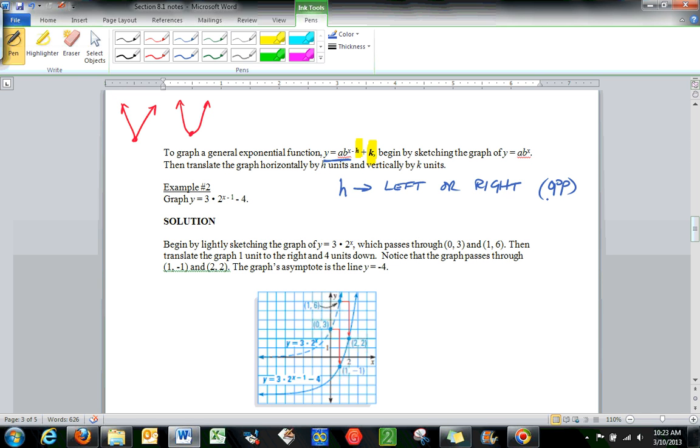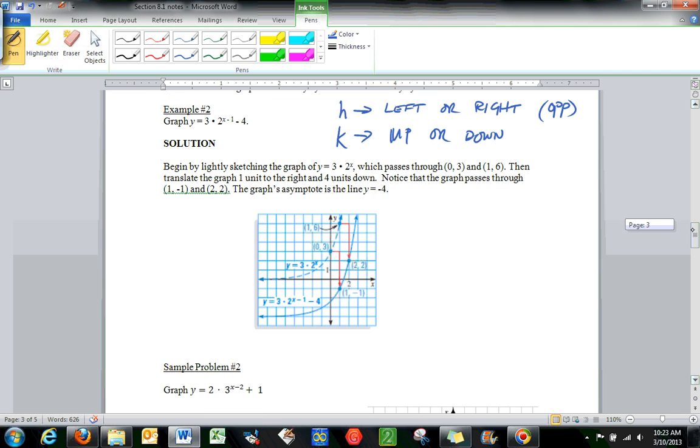Okay. Now the k just does exactly what it says, except it's going to be up or down. And whatever sign is with the k is going to determine whether it goes up or down. So we need to remember where the shifting is going to take us. Okay, so now we take a look at an example here. We have y equals 3 times 2 to the x minus 1 power, and then minus 4.